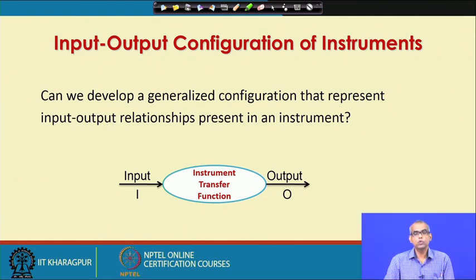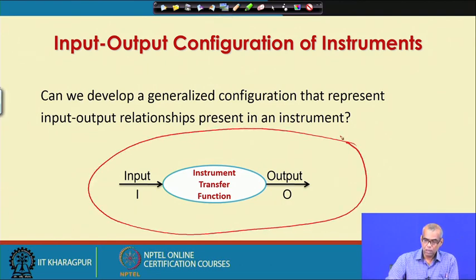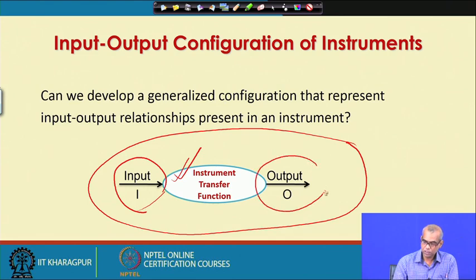By input-output configuration of an instrument, what we mean is as follows. Can we develop a generalized configuration that represents the input-output relationship present in an instrument? What is shown here is a very, very simple representation of an instrument in terms of a block diagram. Imagine the instrument as a black box. So, an input signal goes in and an output signal comes out.